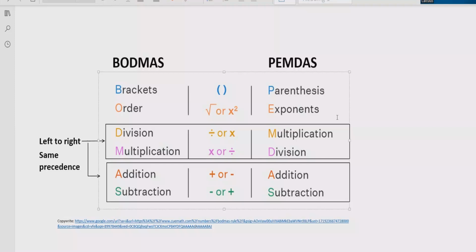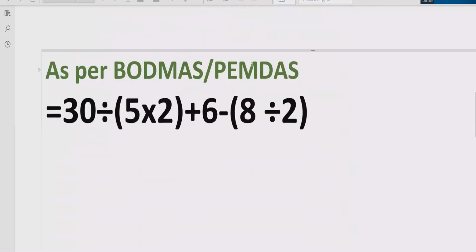Step number 3 is basically you have to see the division and multiplication. First of all, you have to go left to right in your expression and find out division and multiplication. If division is coming first, you have to solve the division first. And if multiplication is coming first, you have to solve the multiplication first. Similarly, for addition and subtraction, we have the same rule. We can solve addition first if it is coming first, and we can solve subtraction first if it is coming first. Now move forward to solve the given expression.